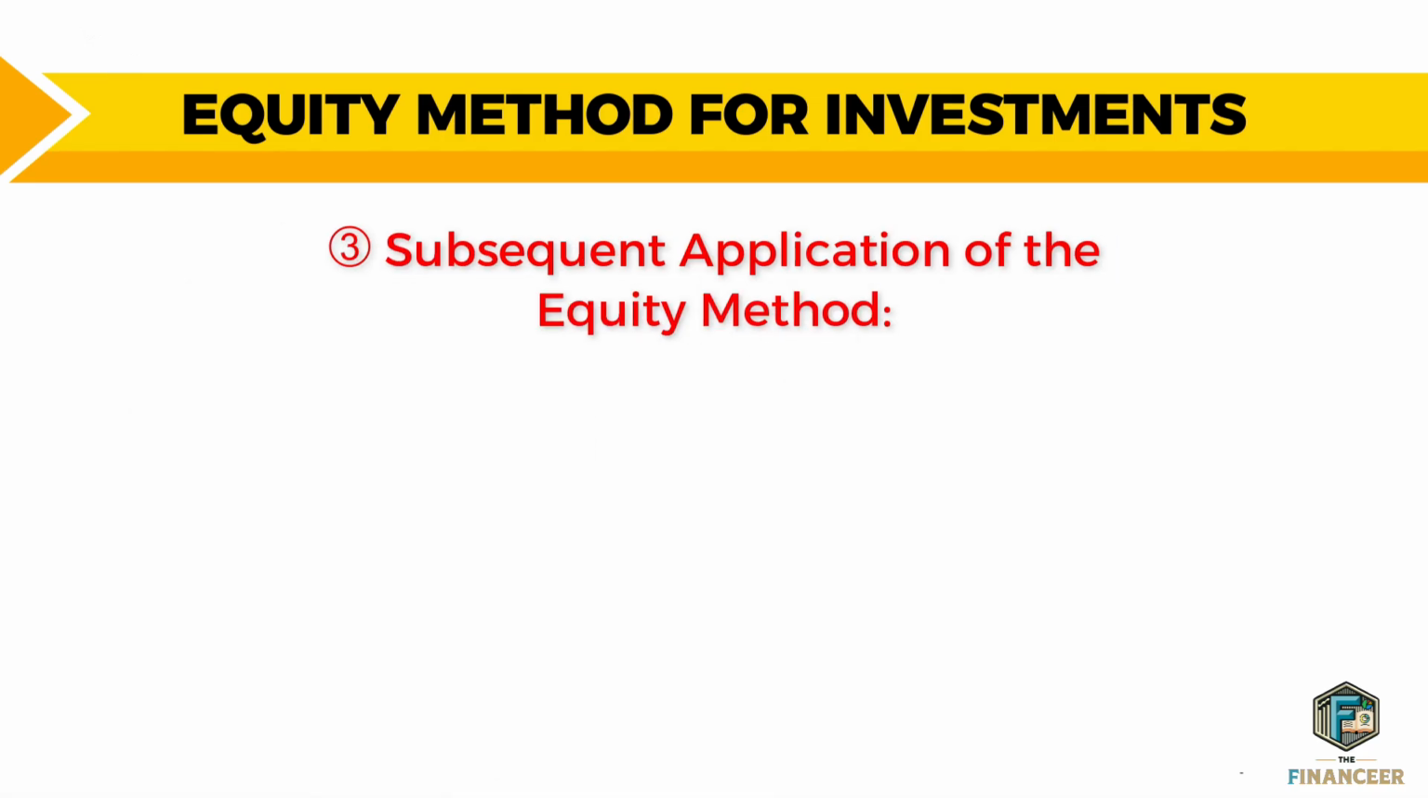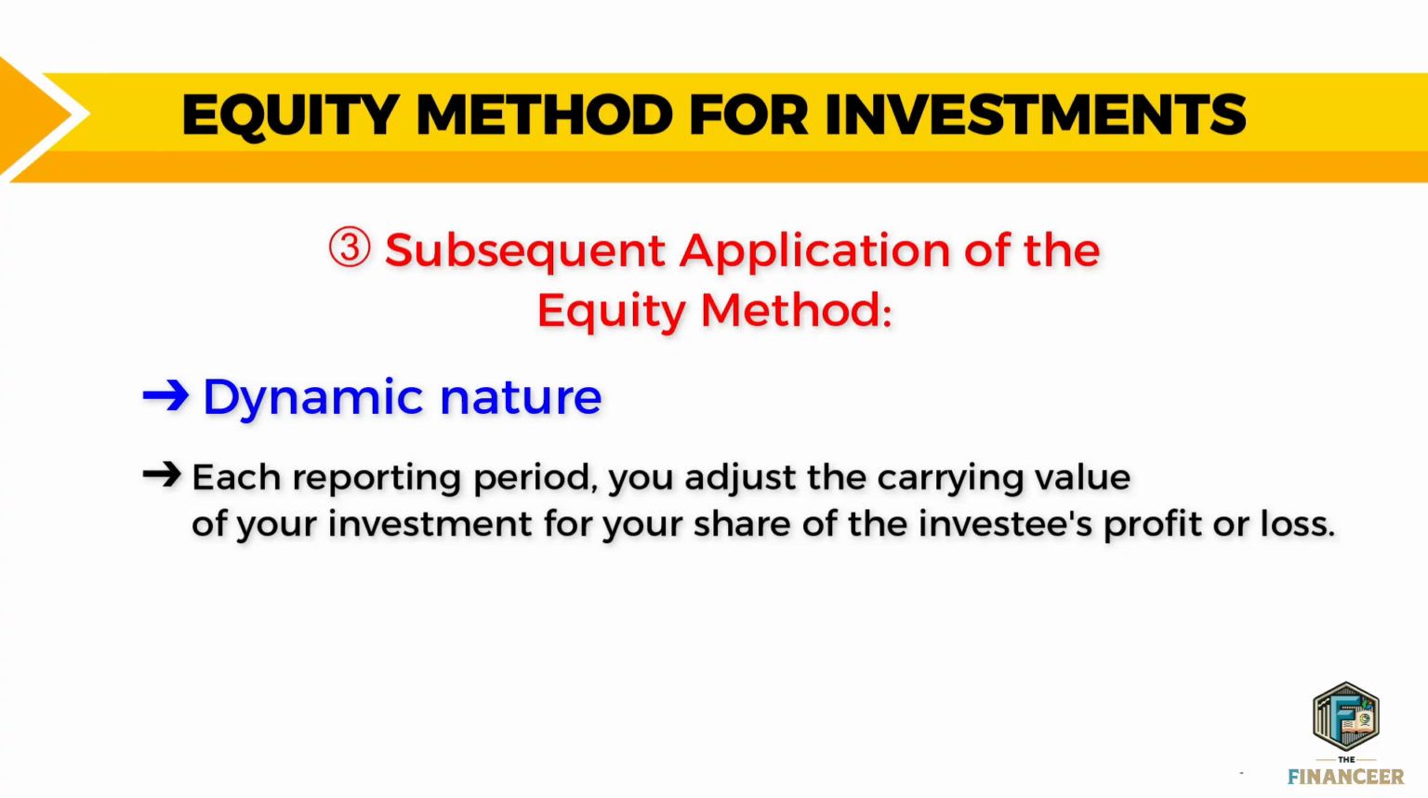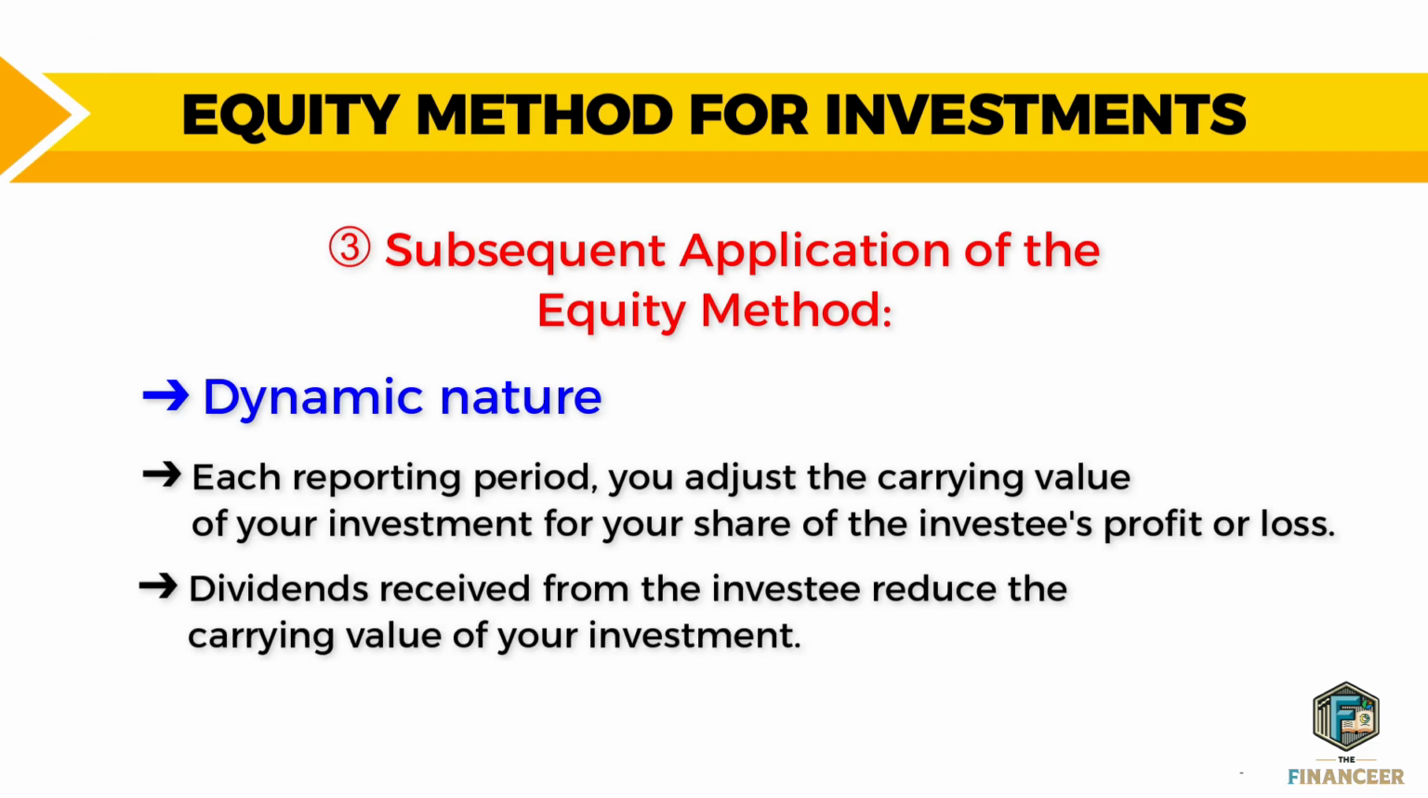Now, what will happen after that? The magic of the equity method lies in its dynamic nature, and here is how it works. At each reporting period, you adjust the carrying value of your investment for your share of the investee's profit or loss. This means that your income statement reflects your proportionate share of the investee's financial performance, whether it's a profit boosting your income or a loss impacting your bottom line. And if you receive dividends from the investee, these dividends will reduce the carrying value of your investment. Think of it as receiving a portion of your investee's profit, directly reducing your economic stake in the entity.